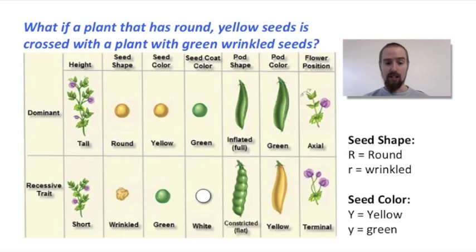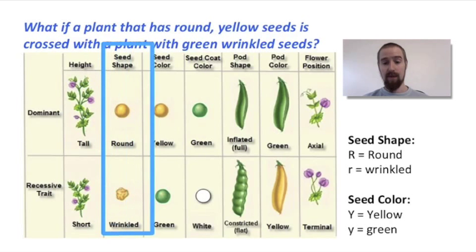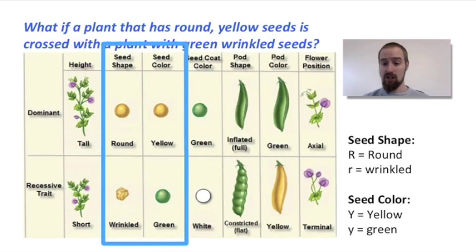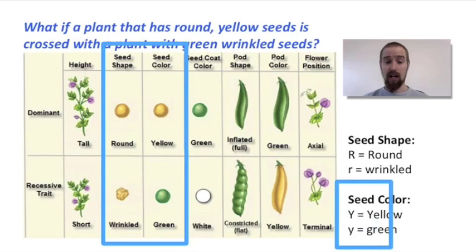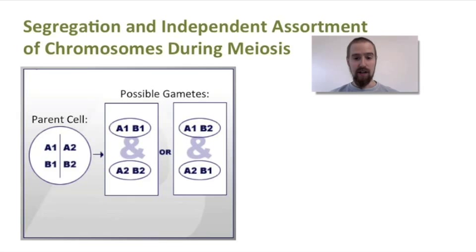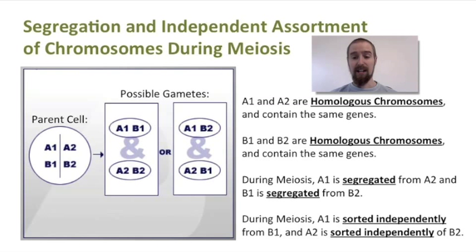Each of these traits has 2 possible alleles. In terms of shape, round seed alleles are dominant over wrinkled seed alleles, and in terms of color, yellow seed alleles are dominant over green seed alleles. To understand the patterns of inheritance when dealing with more than one trait, we need to understand the laws of segregation and independent assortment. In this simplified diagram, A1 and A2 are homologous chromosomes and contain the same genes.